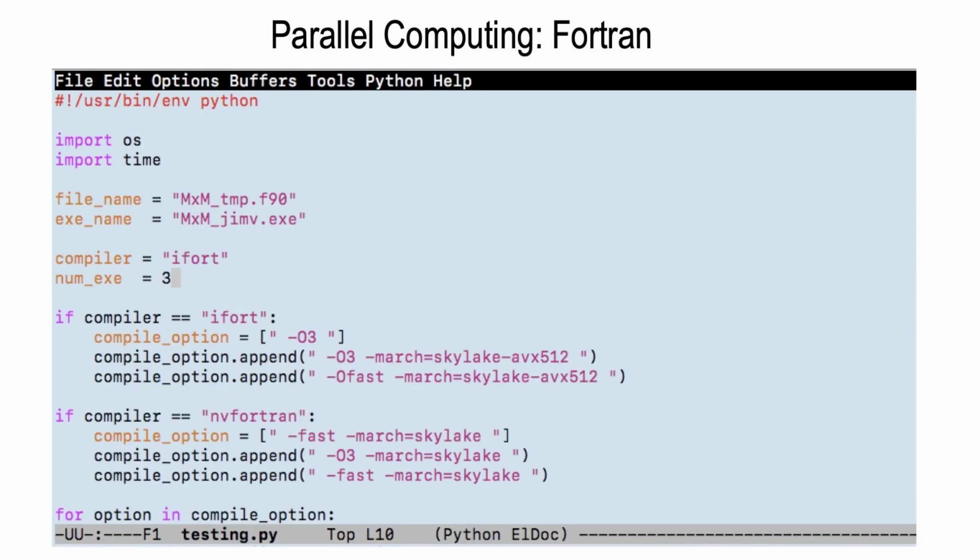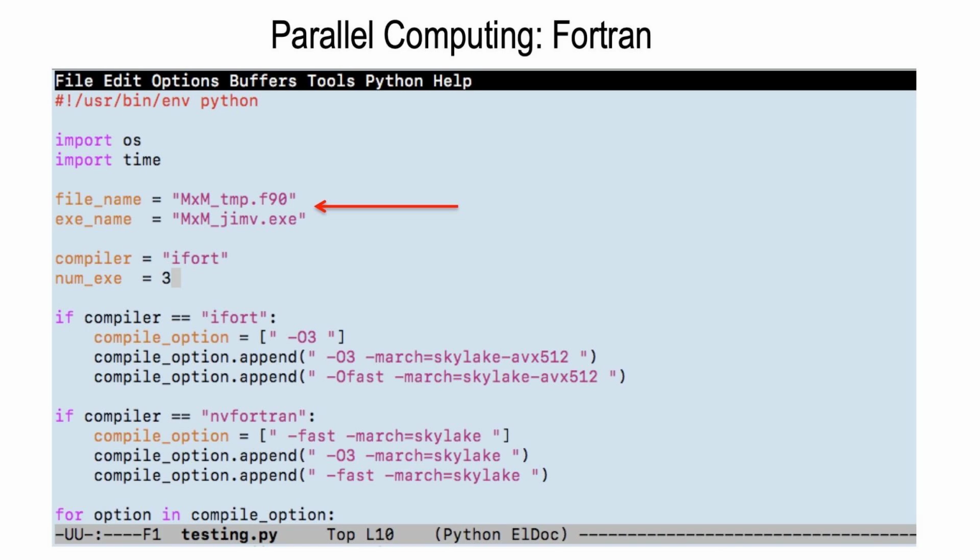To conduct Fortran compiler testing on the program, I've crafted a Python script situated in the same directory. You can see the script, named testing, in the Emacs editor. In this Python program, I've imported the OS and time modules. As discussed earlier, the OS module enables the execution of Linux commands from the Python script. The time module is employed to measure the wall time during the matrix multiplication performed by the Fortran program.